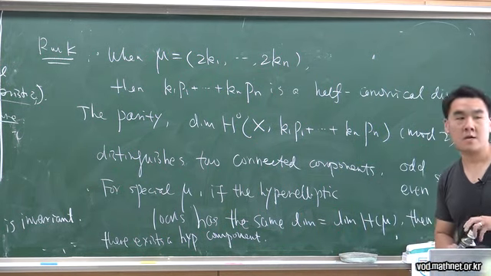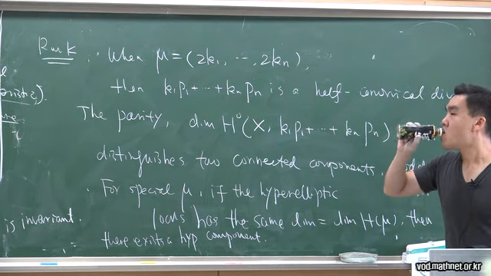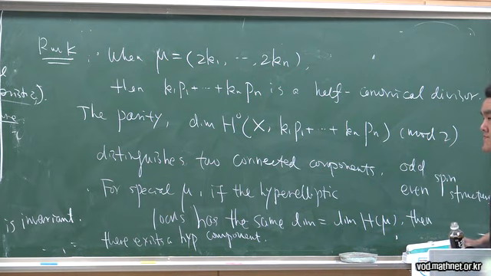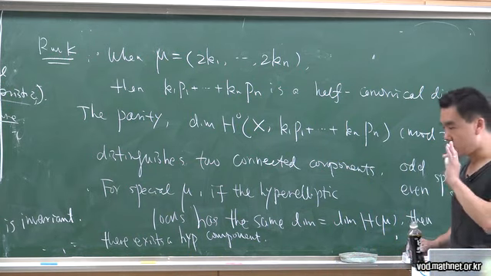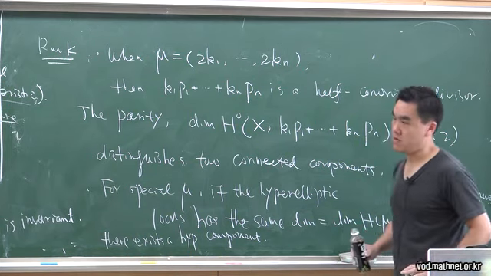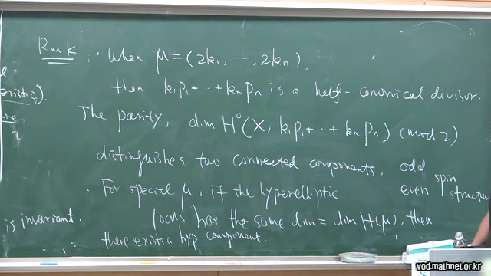Any questions? Is a stratum always pure dimension? It's always pure dimension because the local coordinates work for all components. Yeah, that part is pure dimension 2g plus n minus 1. Yeah, that's right.